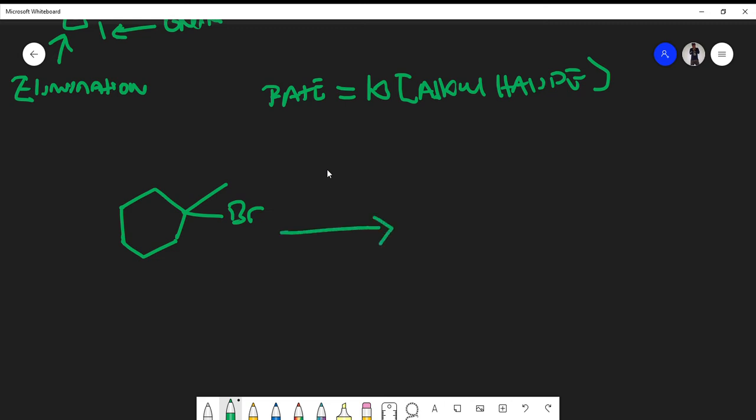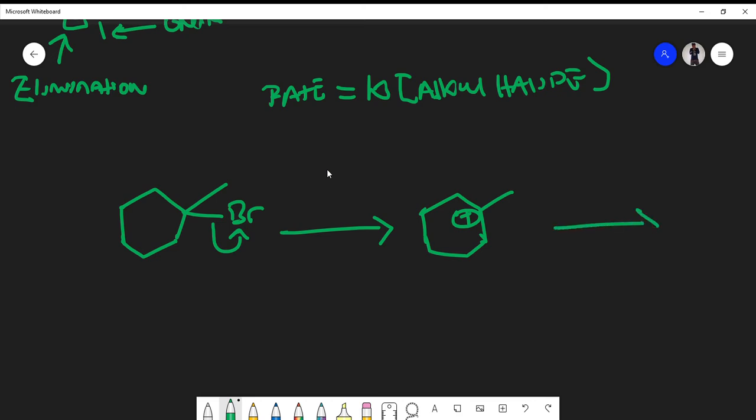and we put this in some sort of base, well, the first thing that happens in an E1 reaction is that we form a carbocation. So it's similar to an SN1 reaction in that the first thing we do is form a carbocation. Now that is a slow step of the reaction, the formation of the carbocation. So in this case, there's my carbocation. Here, I have a tertiary carbocation.